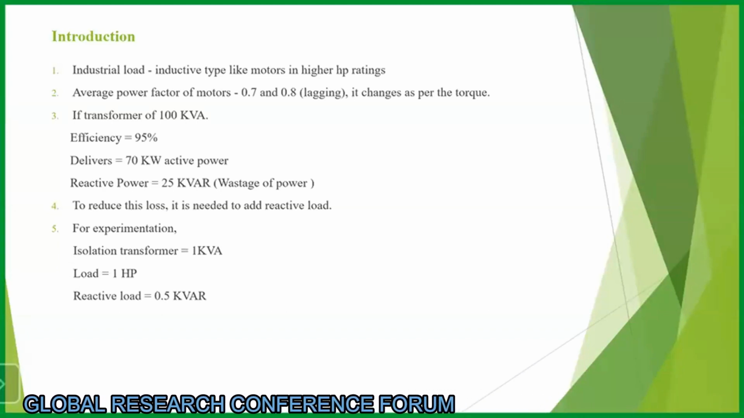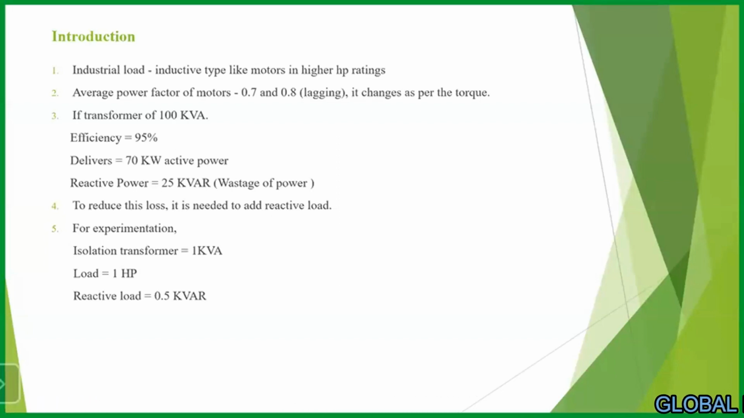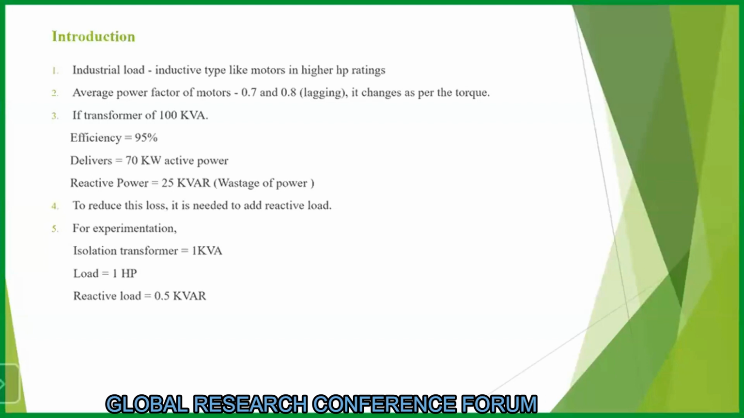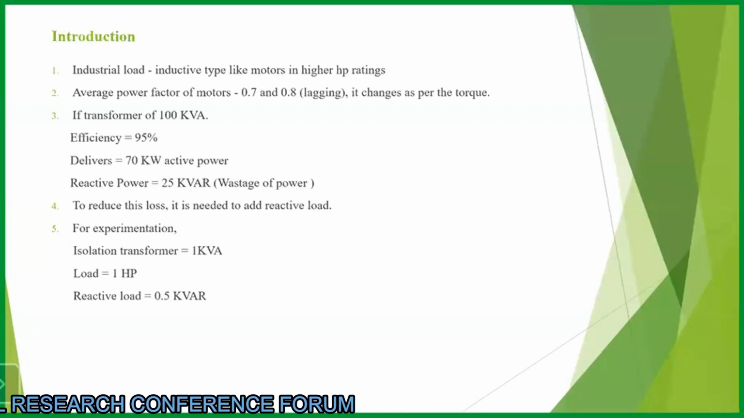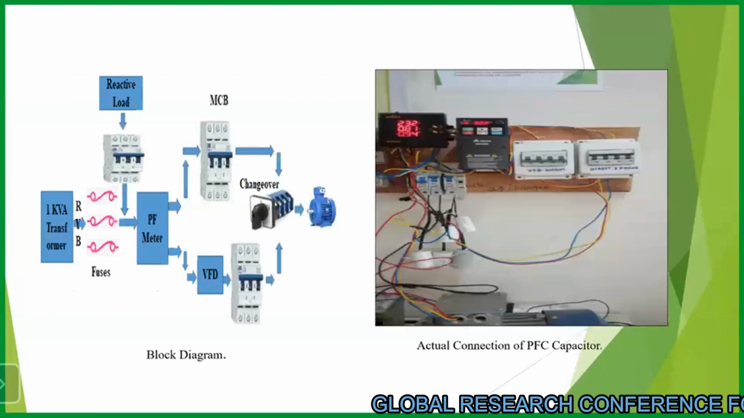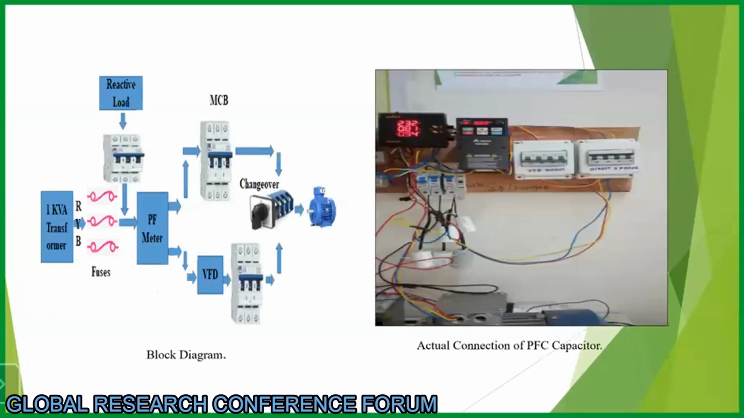To prove the benefits of power factor installation, I purchased a three-phase 1 to 1 ratio isolation transformer from the market. I utilized a 1 HP motor, and for that I utilized a reactive power factor load of 0.5 kVAR. This is the block diagram of the system installed.